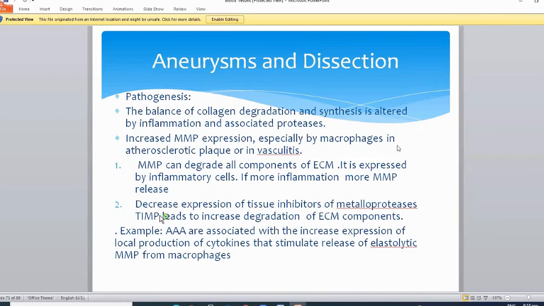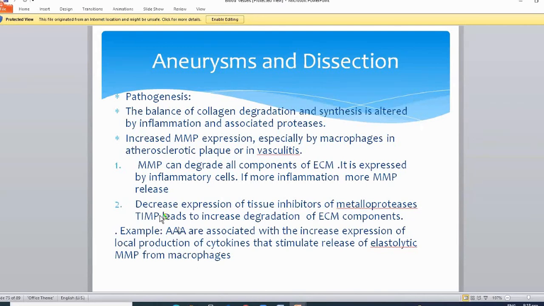What this expression does, especially in macrophages, as in atherosclerotic plaque or in vessels, is that MMP can degrade all components of ECM. So it can eat it up and degrade it and cause weakening. So it's understandable that if an atheroma or plaque is heavily inflamed, it leads to unstable plaque and degrades it. Decreased expression of tissue inhibitor of metalloproteinases, TIMP, leads to increased degradation of ECM components.